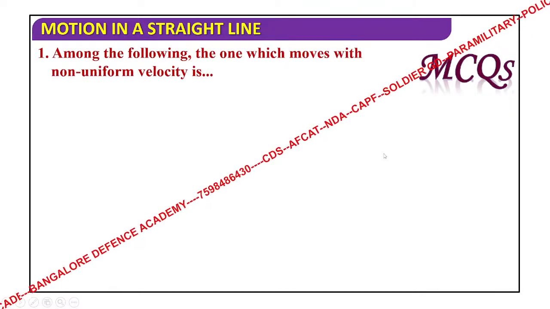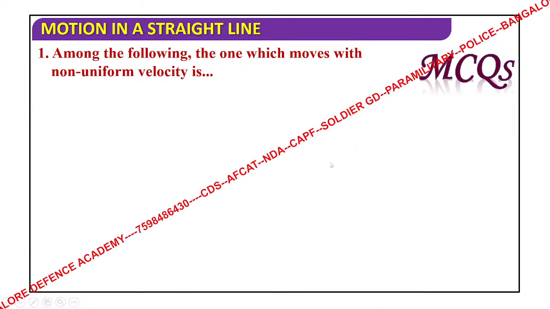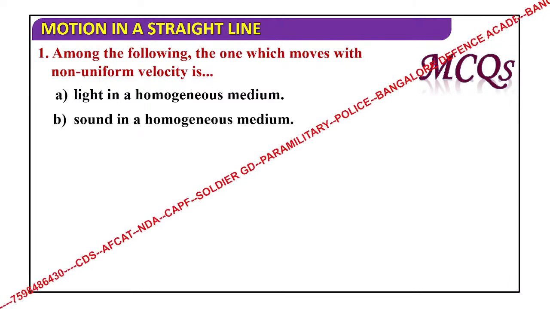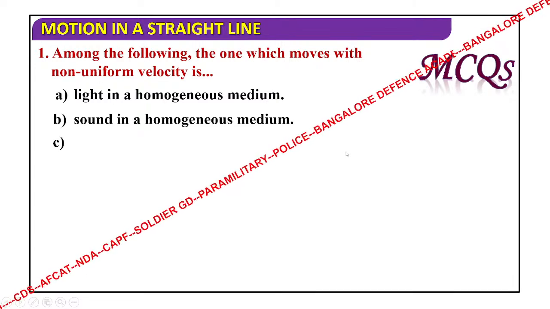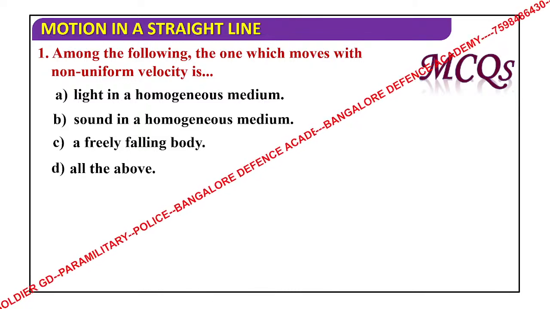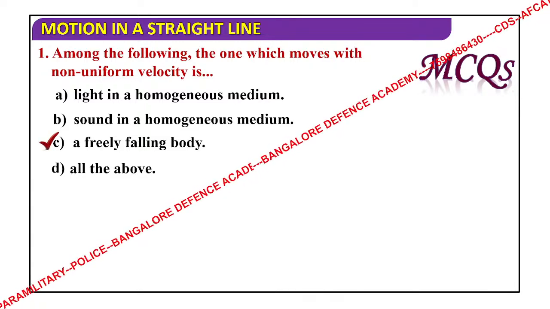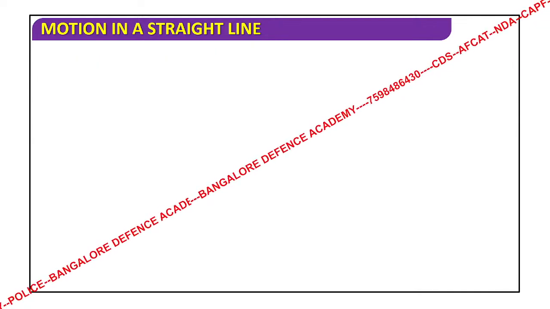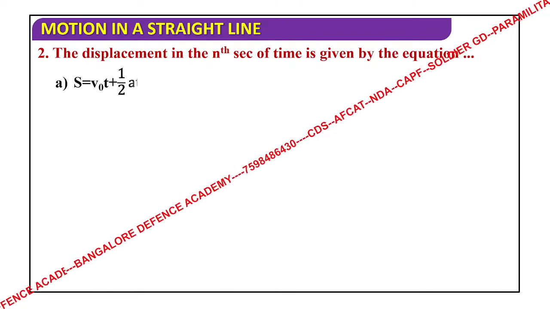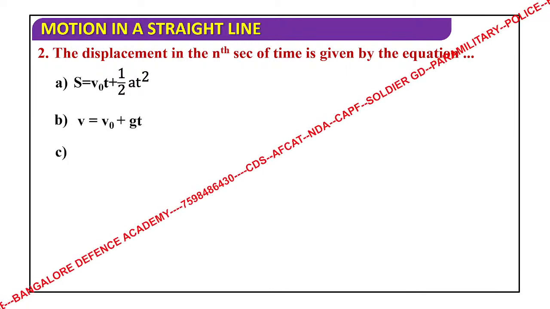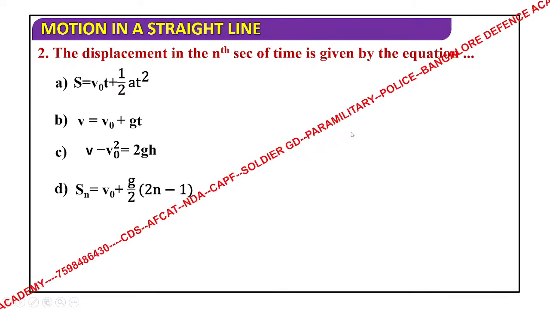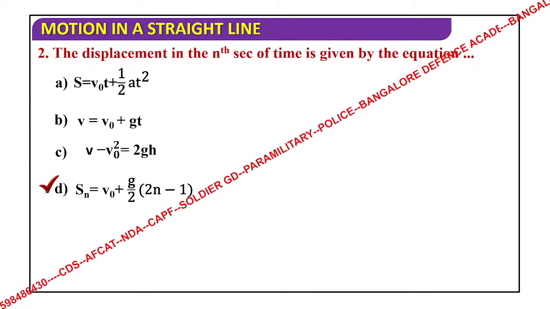Among the following, which moves with non-uniform velocity? Light in a homogeneous medium, sound in a homogeneous medium, a body, or all of the above. The answer is a freely falling body. Next, the displacement in the nth second of time is given by the equation. Yes, the displacement in the nth second. So what is the answer? Option D.